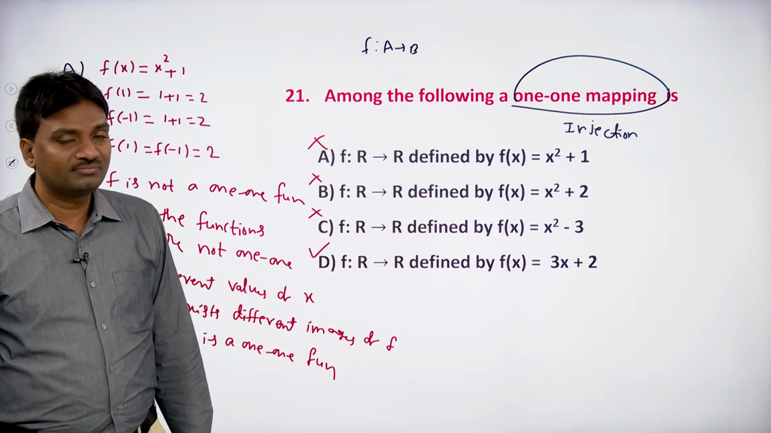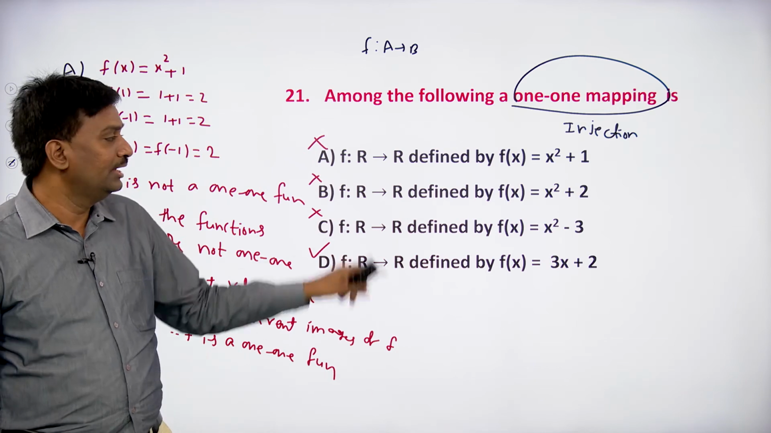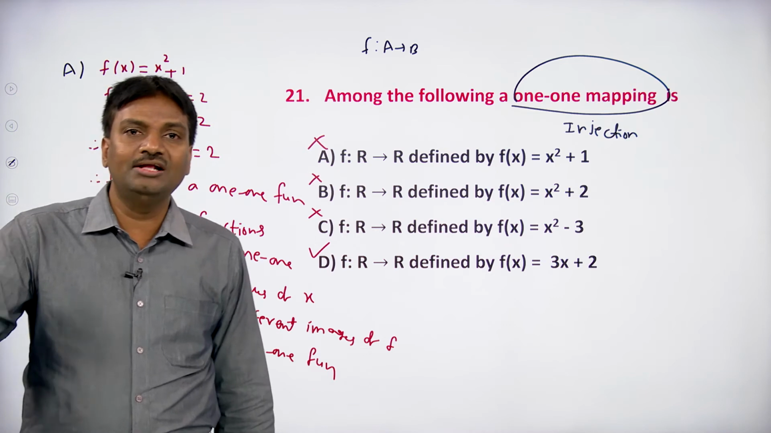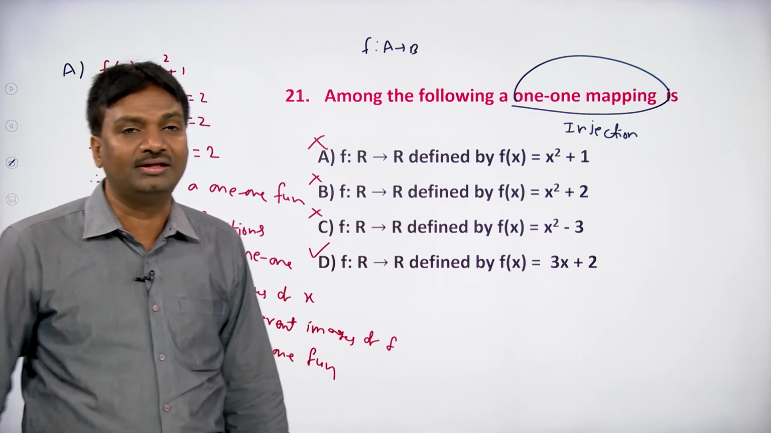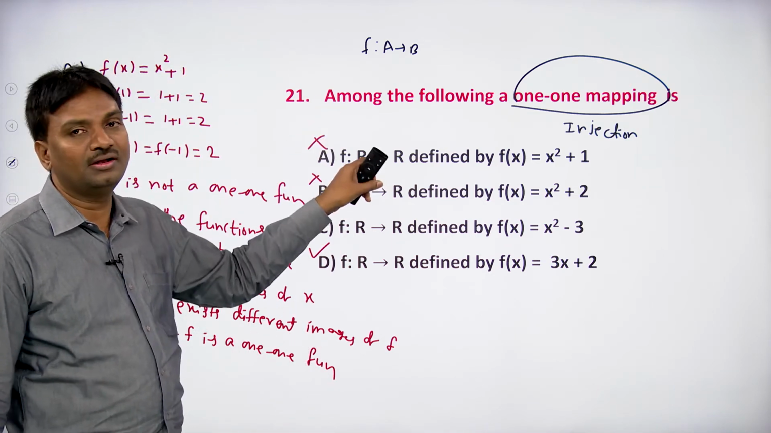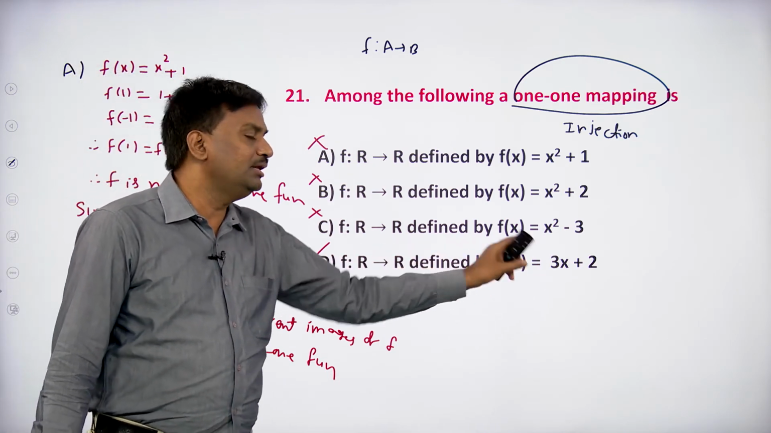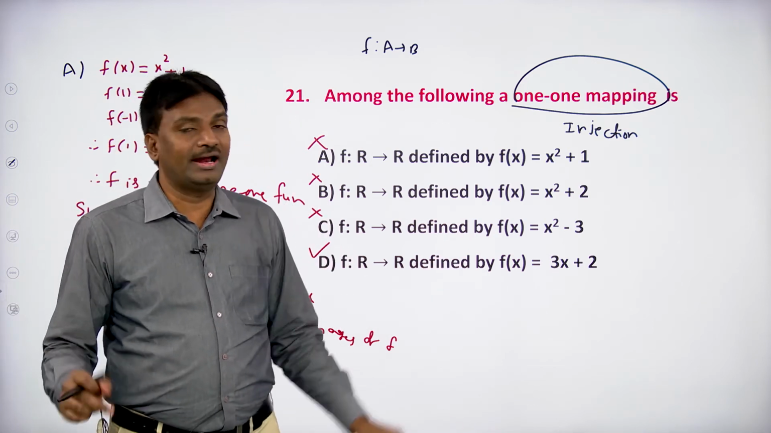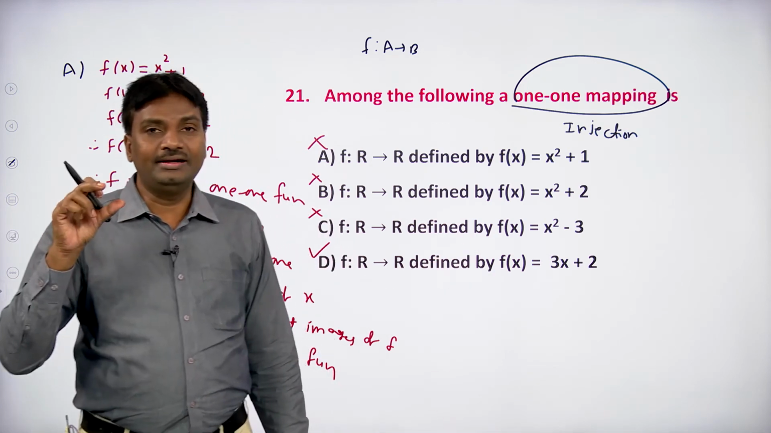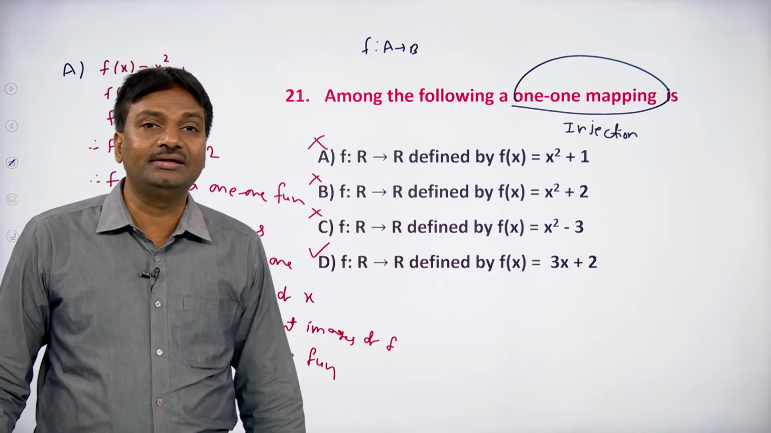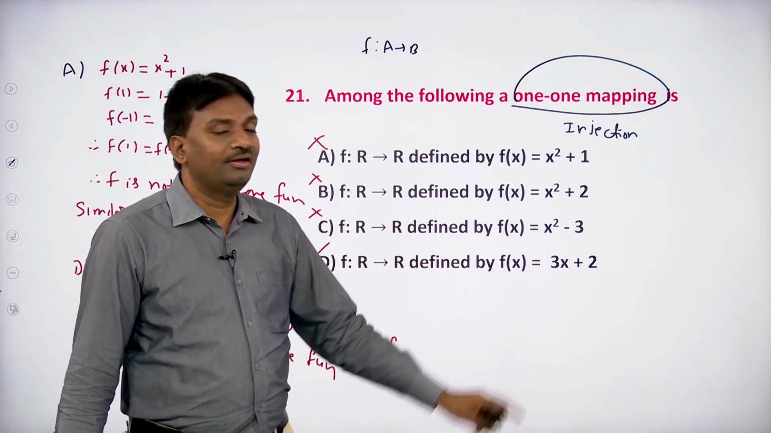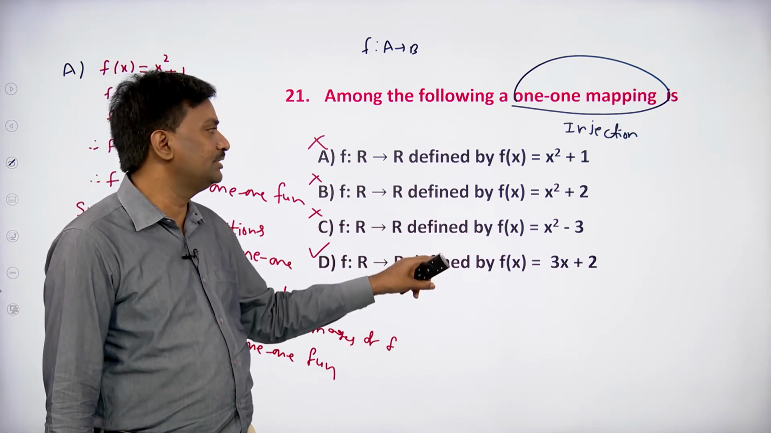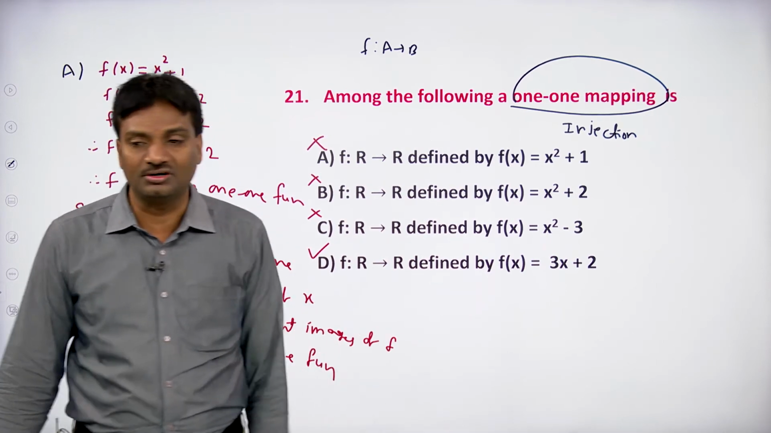By applying that condition to the given 4 options, A, B, C are not correct, because in place of x square, by writing a positive value or a negative value, we are getting the same value. That is why these 3 functions are not 1-1 functions. But in option D we have f of x equal to 3x plus 2. In place of x, by writing different values, we are getting different images. So, that is why we can say f of x equal to 3x plus 2 is a 1-1 function. So, option D is correct for the given problem. So, take the screenshot.